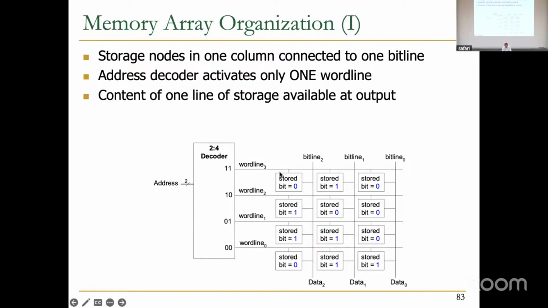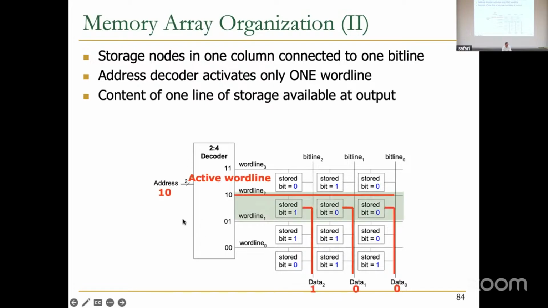You have a storage node over here, and then you have another storage node, another storage node. These are connected to the same word line. So if this address is 11, these storage nodes get connected to bit line 2, bit line 1, and bit line 0. And this address decoder activates only one word line at a time based on the functionality of the decoder. And the content of one line is available at the storage output.